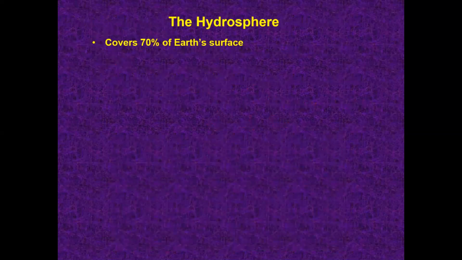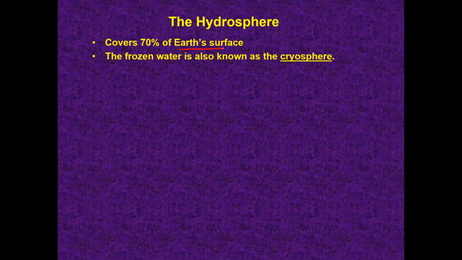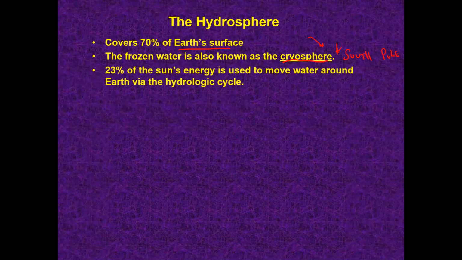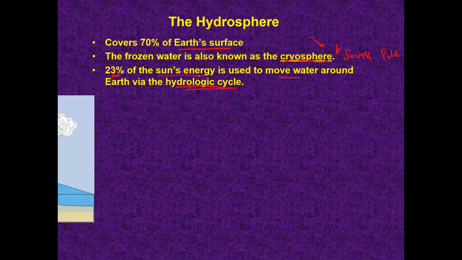Okay, hydrosphere. 70% of the Earth's surface is water. The frozen portion is the cryosphere. So a big part of this water is taken up in the cryosphere, particularly in the South Pole. Antarctica, okay? Antarctica has a huge reservoir of Earth's frozen water. 23% of the sun's energy is used to move water around. So 1/4 of the energy creates the hydrologic cycle. Now think about that. Evaporation wouldn't have occurred without the sun's energy.